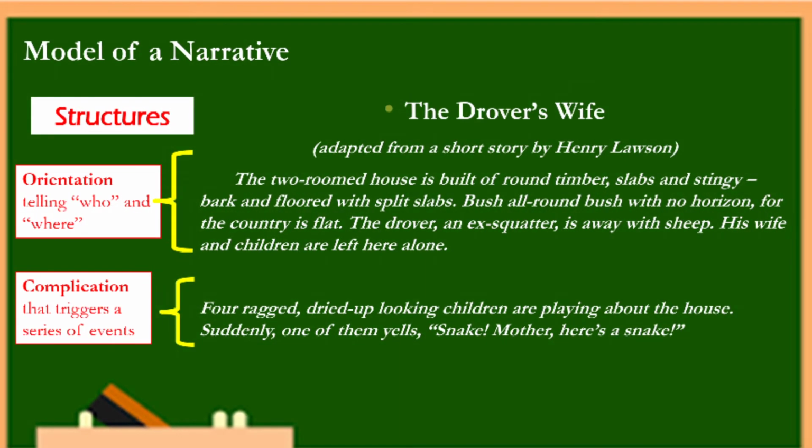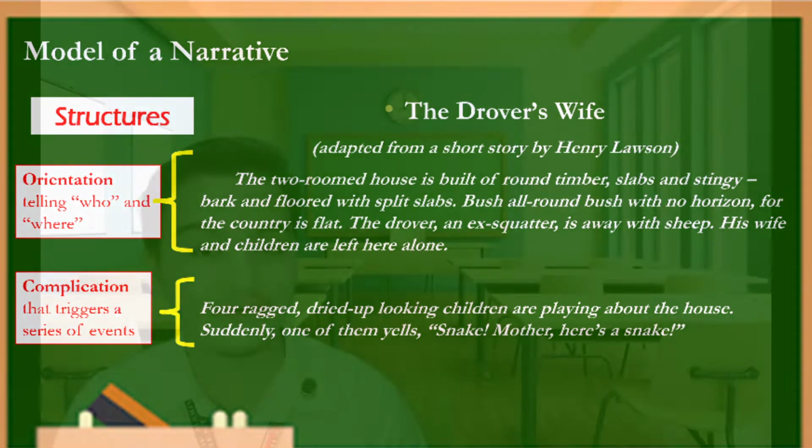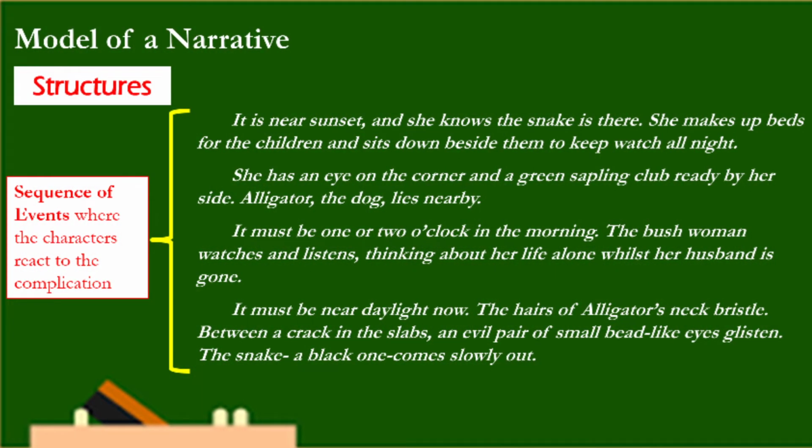Okay, so to figure out where each part of the narrative text is, I have here an example, a model of a narrative. So you can find here the structures. The first paragraph is the orientation, which tells who and where. The setting, the characters and the setting. The next paragraph is the complication that triggers a series of events. Since it triggers a series of events, then we have the sequence of events where the characters react to the complication, to the problem.